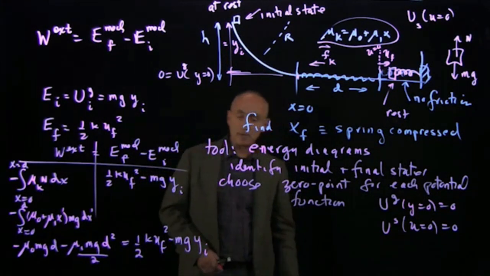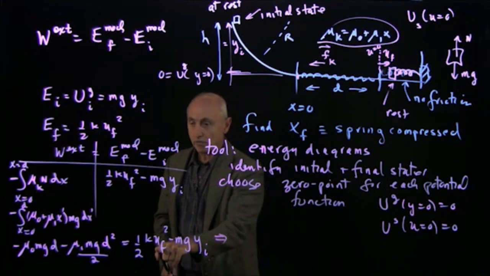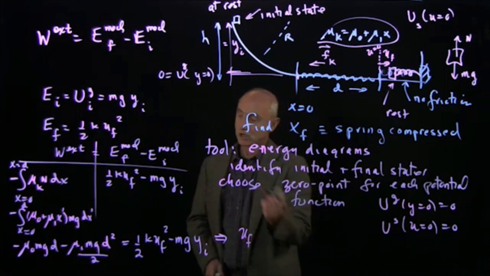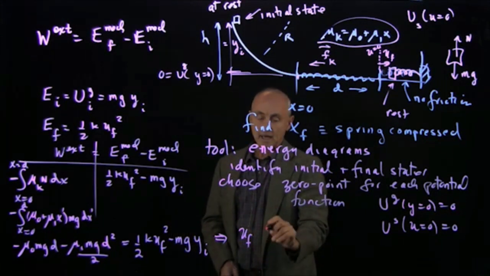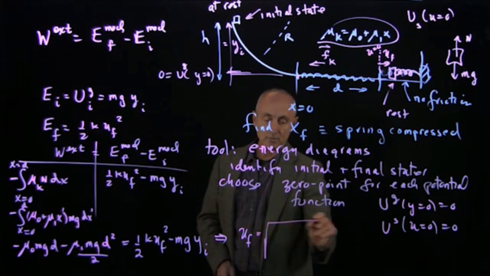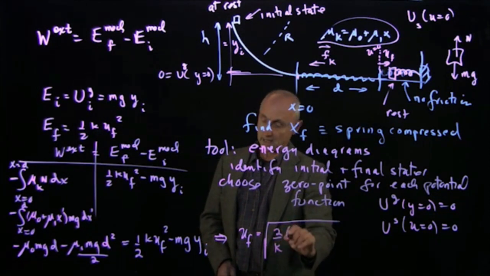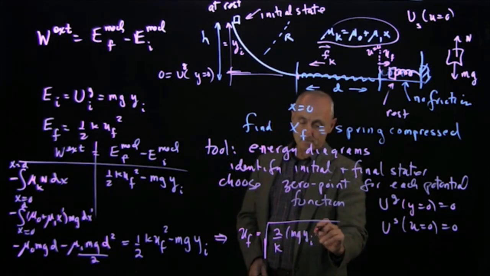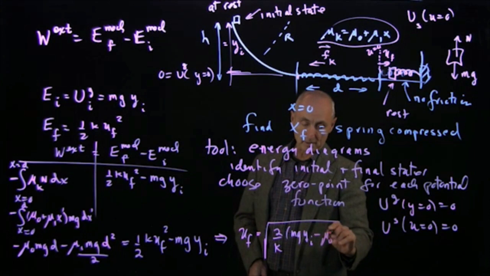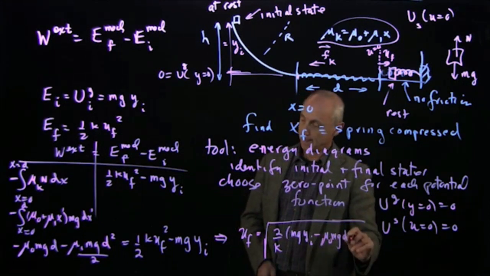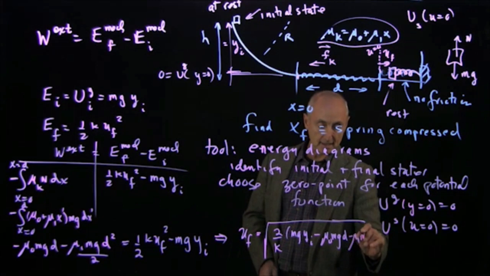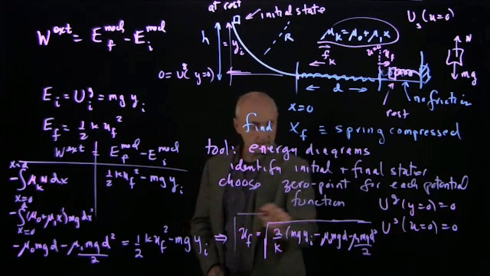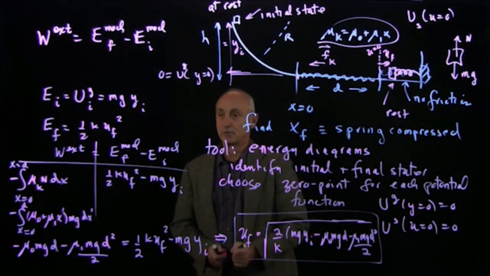And so even though this is complicated, I can now solve for how much this spring has been compressed with a little bit of algebra. I'm just going to bring a bunch of terms over to the other side and take the square root of 2 divided by k times mg y initial minus mu naught mgd minus mu 1 mg d squared over 2. And that's how much the spring is compressed.